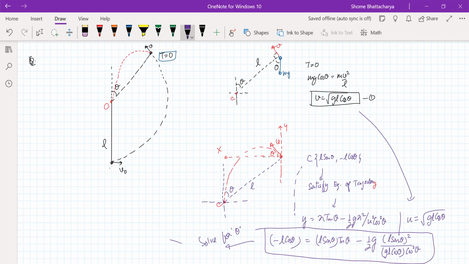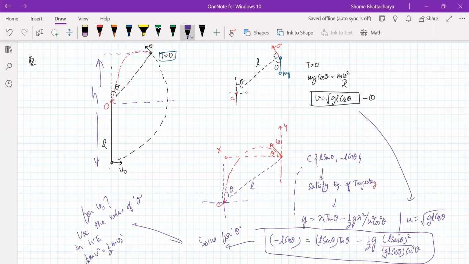But for example, if you want V0, you use the value of theta in the work energy theorem. So once you get theta from here, you can find the value of V, and put that in this equation and find the value of V0. So you'll also find at what speed the particle has to be projected from the bottommost point, or thrown horizontally from the bottommost point. So I hope you understood the solution of this question.